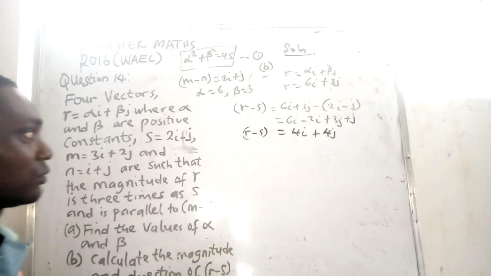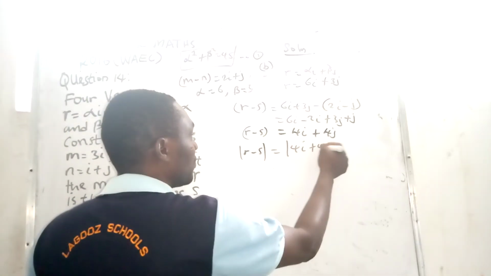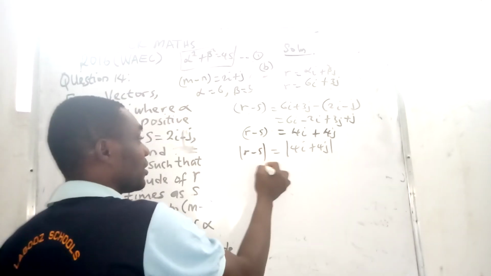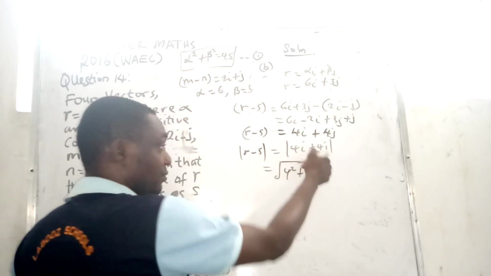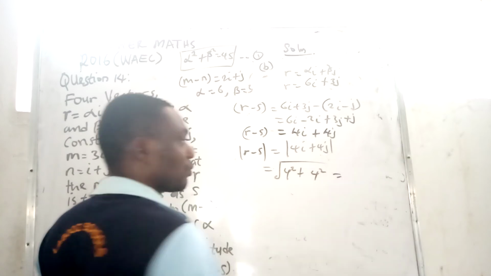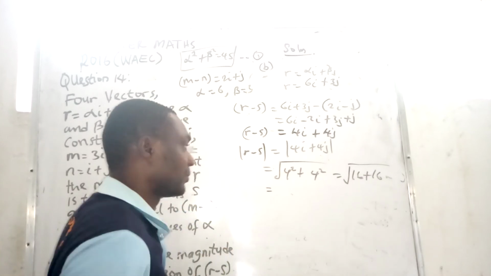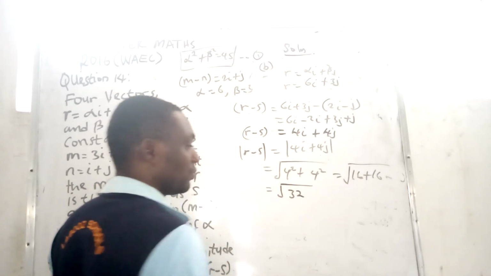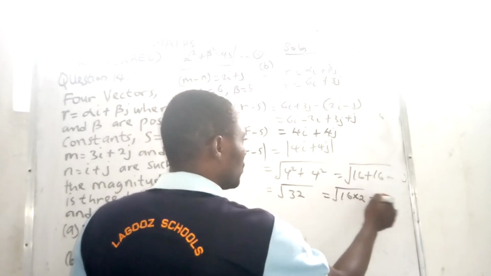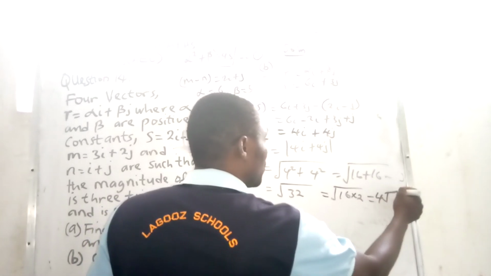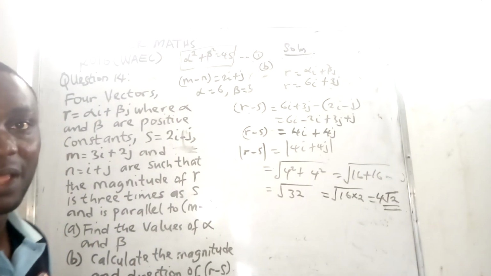Now to get the magnitude of r minus x, it is equal to the magnitude of 4i plus 4j. So this is going to give us the square root of 4 squared plus 4 squared, which is equal to the square root of 16 plus 16, that is root 32. We can simplify this to 16 times 2, and the square root of 16 is 4, which is 4 root 2. So that is the magnitude of r minus x.